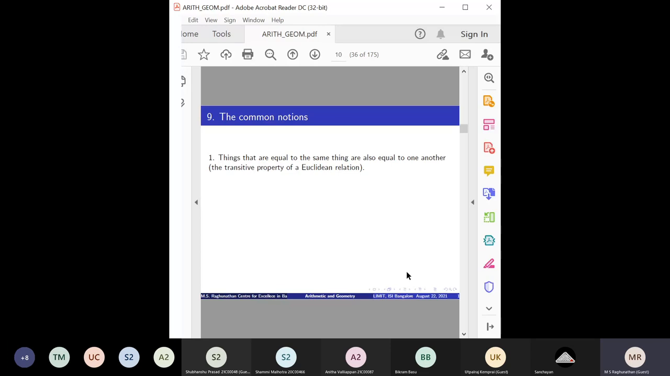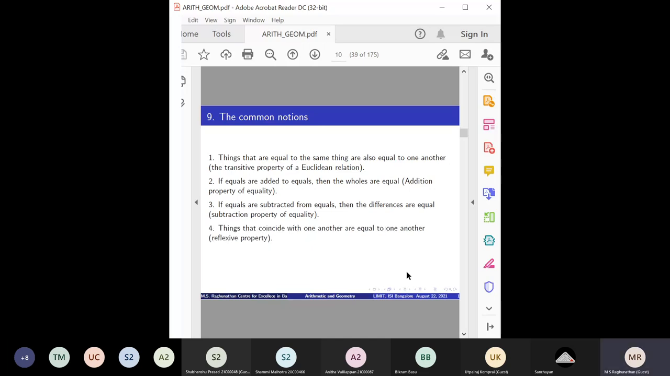Things that are equal to the same thing are also equal to one another. That's called the transitive property of Euclidean relation. If equals are added to equals, then the wholes are equal, the addition property of equality. If equals are subtracted from equals, then the differences are equal, the subtraction property of equality. Things that coincide with one another are equal to one another, the reflexive property. The whole is greater than the part. All these are the logical principles that we apply when we make deductions.